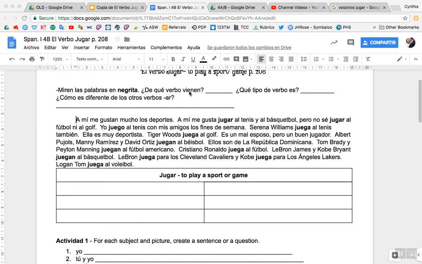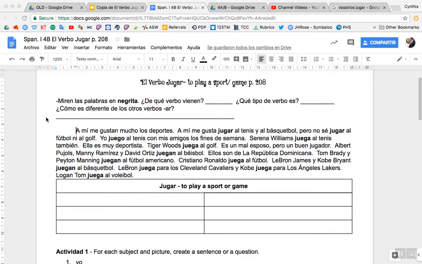¿De qué verbo vienen y qué tipo de verbo es? ¿Cómo es diferente de los otros verbos de are? So, where does this verb come from? What kind of verb is it? And how is it different from other AR verbs? Go ahead and pause this, read the paragraph, and write down your thoughts. All right, welcome back.